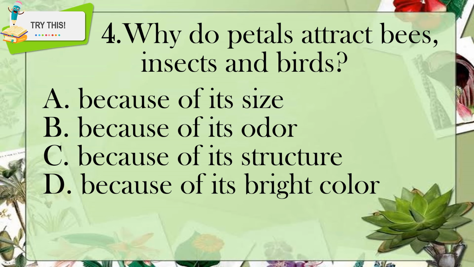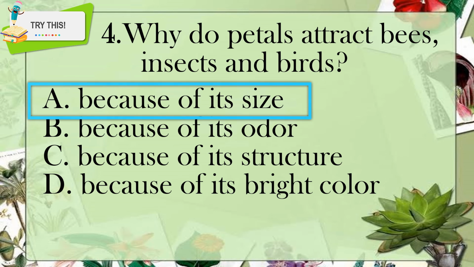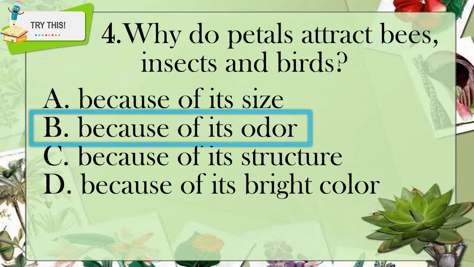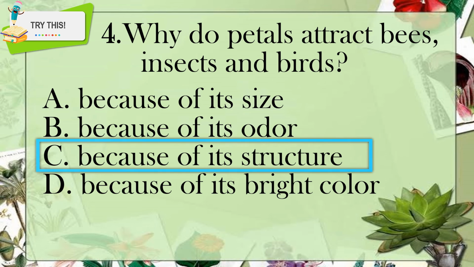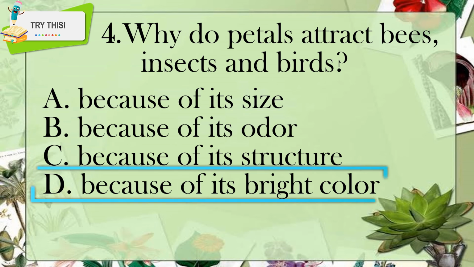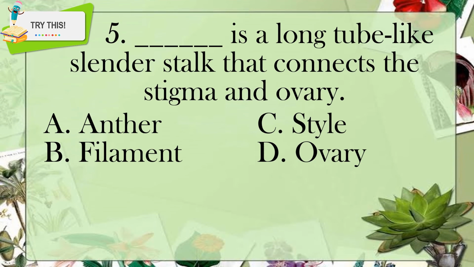Number 4. Why do petals attract bees, insects, and birds? A. Because of its size. B. Because of its odor. C. Because of its structure. Or D. Because of its bright color. Number 5. Blank is a long tube-like slender stalk that connects the stigma and ovary. A. Anther. B. Filament. C. Style. D. Ovary.